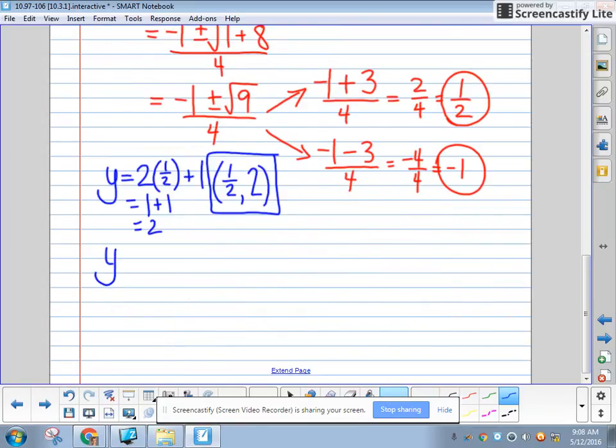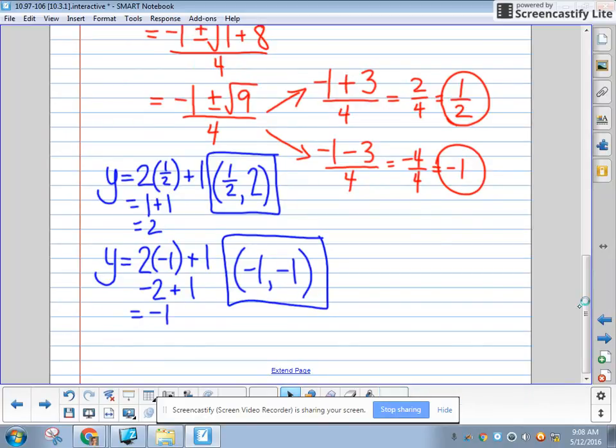Now I'm going to do it again with -1. 2 times -1 plus 1, that's a -2 plus 1, which is -1. So that means my second point is -1, -1. And those are the 2 points where those two graphs cross.